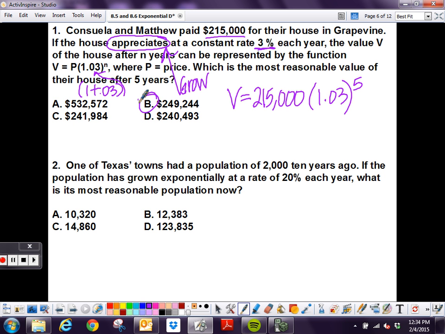Okay, I'm going to give you a little bit, and I want you to work number 2 on your own. I'll go ahead and read it. One of Texas's towns had a population of 2,000 10 years ago. If the population has grown exponentially at a rate of 20% each year, what is its most reasonable population now? Okay, 10 years from now. So y'all go ahead and plug that into the equation. Then we'll go over it.